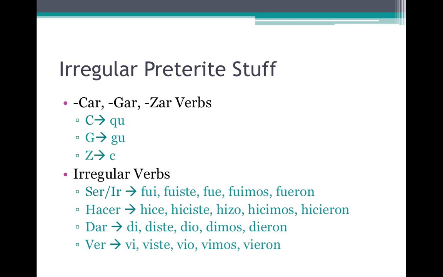Okay, ser's to be, ir's to go. Then we had hacer, which is hice, hiciste, hizo with the Z, hicimos and hicieron. Dar and ver are very, very similar because they do not have accents. No accents there. And they have the ER, IR endings. So di, diste, dio, dimos, dieron, and vi, viste, vio, vimos, vieron. I'll give you a second to write those down for those of you that are writing them down. Again, you have them in notes from first semester, but a lot of people like having them all in one spot. So I don't mind if you write them.